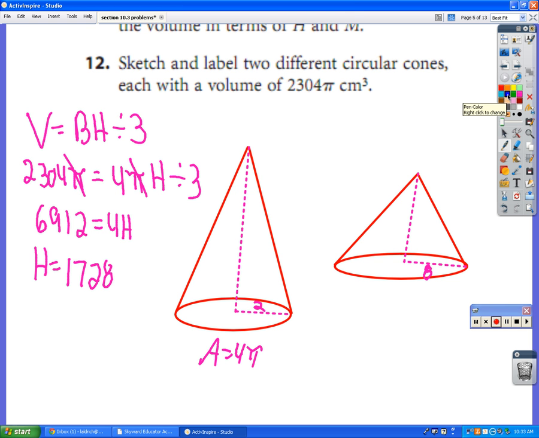All right, so let's do that same thing here with this one. What would the area of this base be? 64 pi, not 16. You're squaring it, not doubling it.